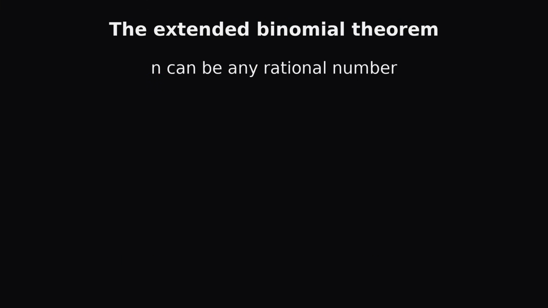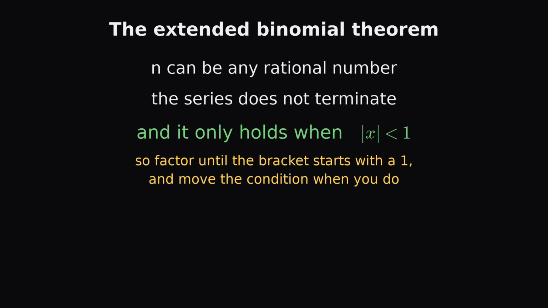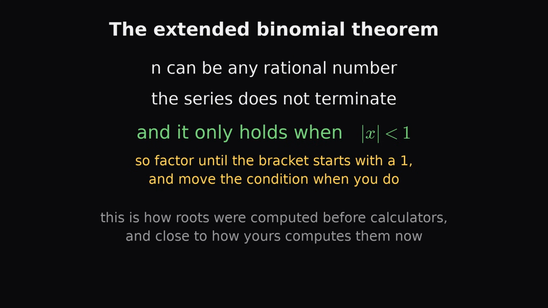So, the extended binomial theorem. n can be any rational number. The series does not terminate, and it only holds when the size of x is less than 1. So factor the bracket until it starts with a 1, and move the condition when you do. This is how roots were computed before calculators existed, and it is close to how your calculator computes them now.